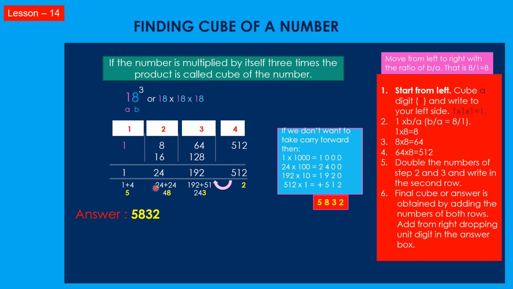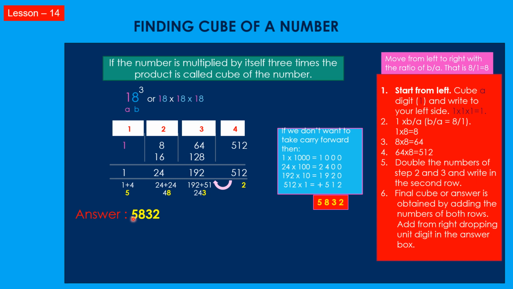number. Next number here is 24. So 24 plus 24 is 48. Again in 48 you drop the unit digit 8 here in the answer box, and 4 is carried forward to the next number, that is 1. So 4 plus 1 is 5. Write 5 in the answer box.